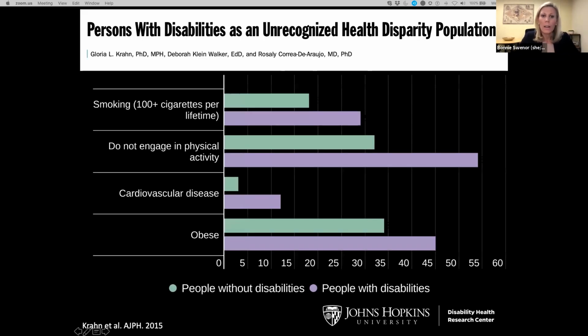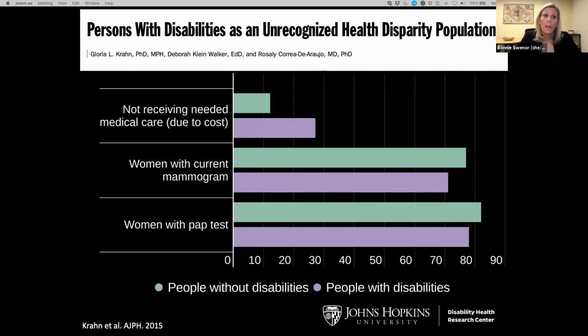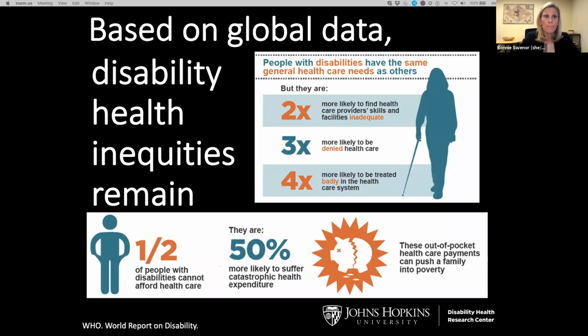So we know that there are deep health disparities that, despite over 30 years since the ADA, still remain. What I'm showing on this slide is an important study from 2015 documenting the health disparities for people with disabilities. People with disabilities are more likely to smoke, less likely to engage in physical activity, more likely to have cardiovascular disease and be obese, more likely to not receive healthcare due to costs, less likely for women with disabilities to get mammograms, and less likely for women to receive pap tests, pap smears.